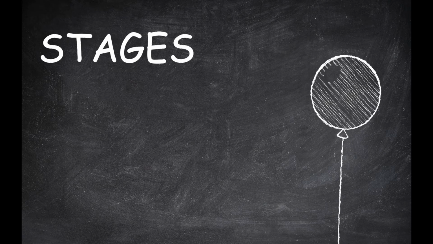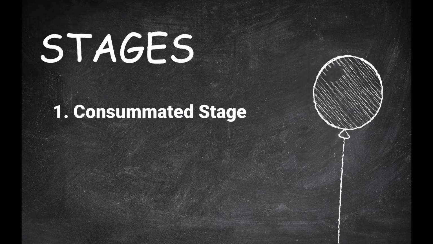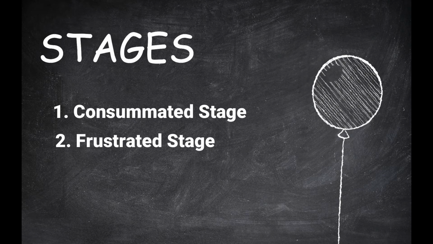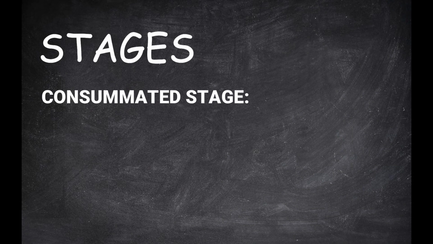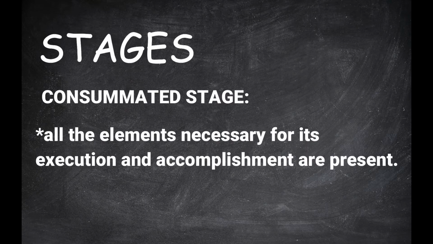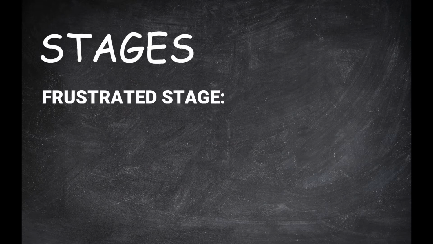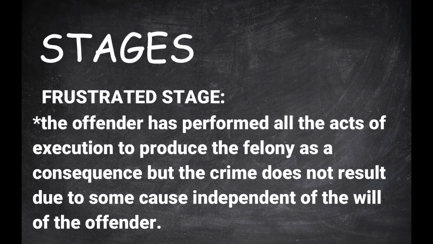Now I will discuss the stages of execution or commission of felonies. There are 3 stages of execution. 1. Consummated stage. 2. Frustrated stage. 3. Attempted stage. Consummated stage. All the elements necessary for its execution and accomplishment are present. In this case, the subjective and objective phases are present. Frustrated stage. The offender has performed all the acts of execution to produce the felony as a consequence, but the crime does not result due to some cause independent of the will of the offender.